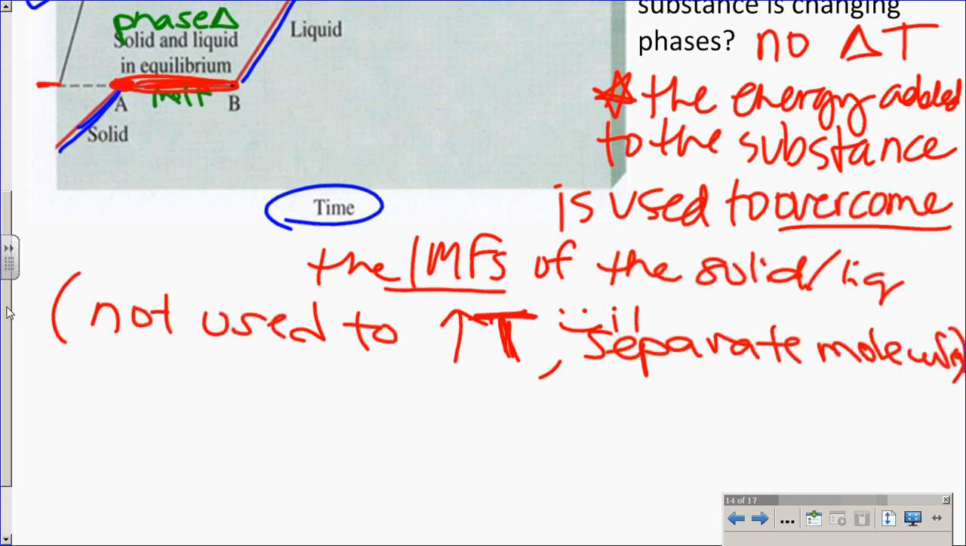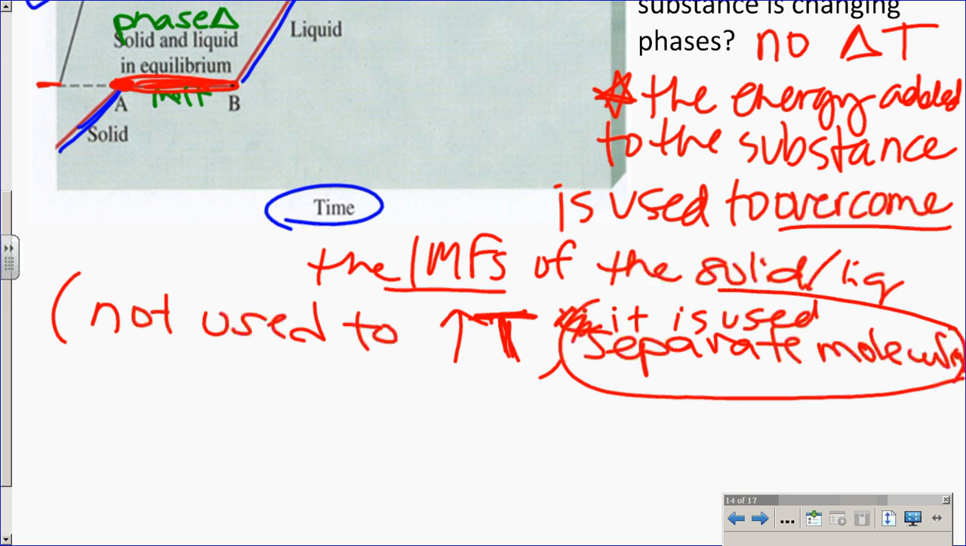It is used to separate the molecules. It's not used to increase temperature. That's why the temperature is not changing, because the energy is used for another purpose. So that's the most important part from phase diagrams. So, not phase diagrams, heat curves.